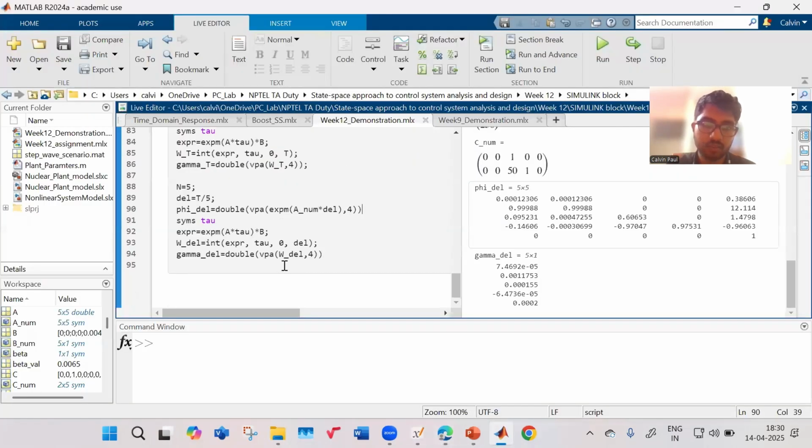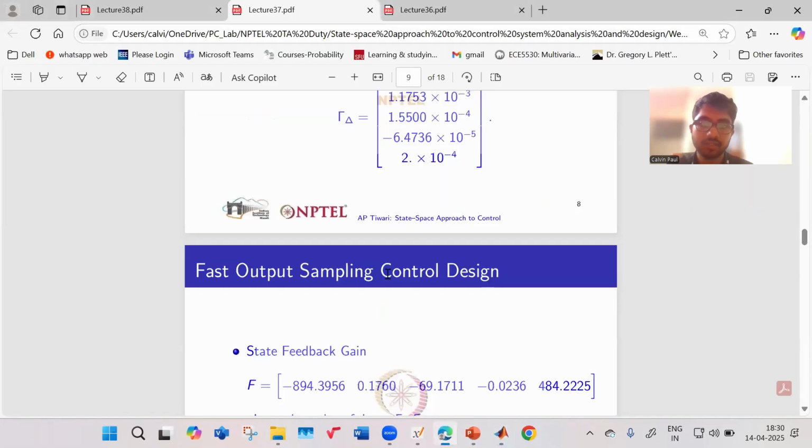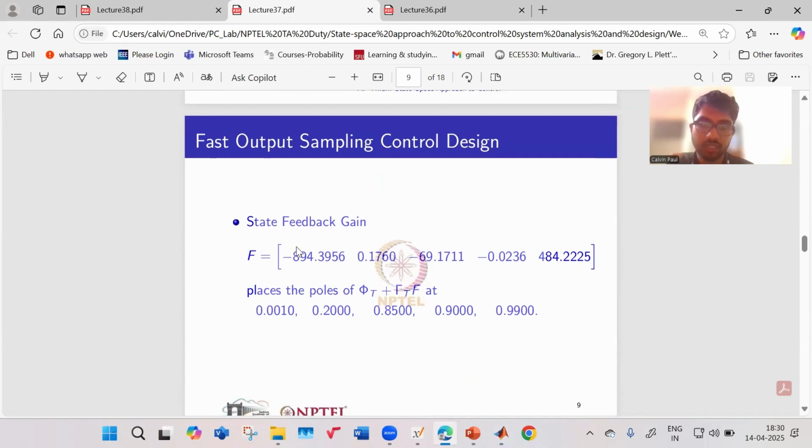So we have checked both are coming the same. Now let us consider f. That is the state feedback in f is given by this formula.